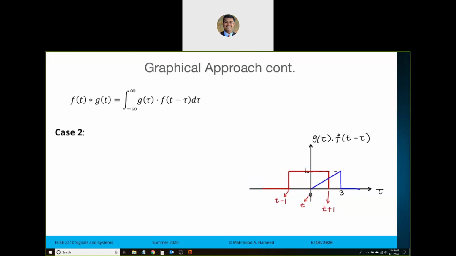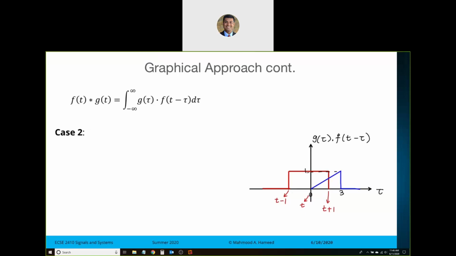And what is going to be the case here? I'm showing it a little bit broader here, but if you consider the width here, it is 2, because negative 1 to 1, and the width over here is 3. So this rectangle can completely go inside the triangle, but that's not happening right now. It is on the way in.